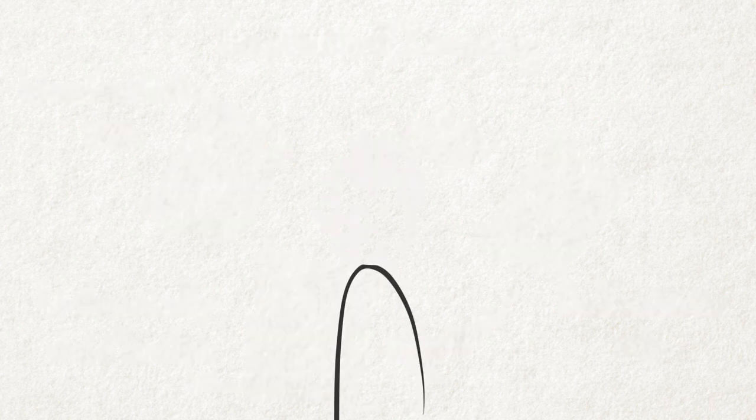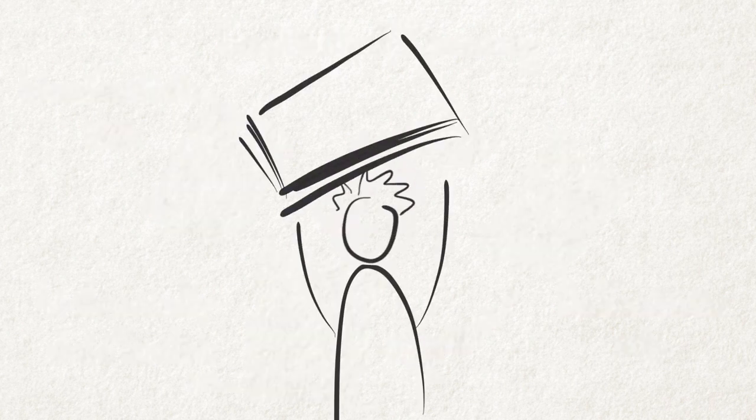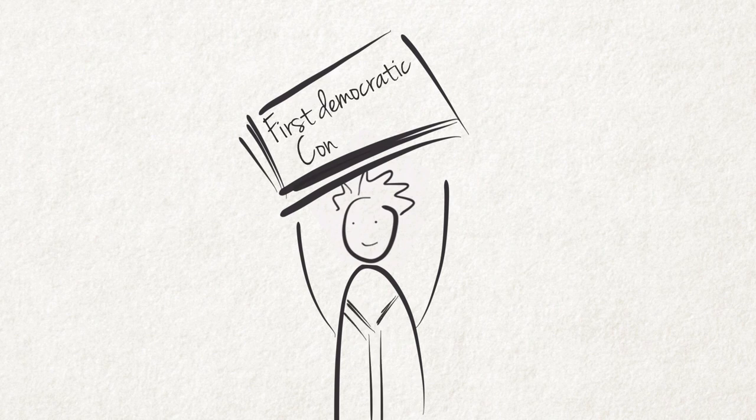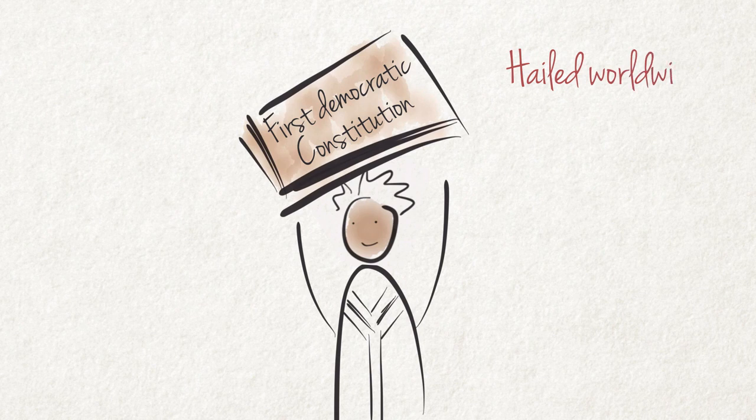The Constitution of 1996 is the country's first democratic constitution. It has been hailed across the world for protecting such a wide spectrum of rights and because of its concern for the marginalized and vulnerable.